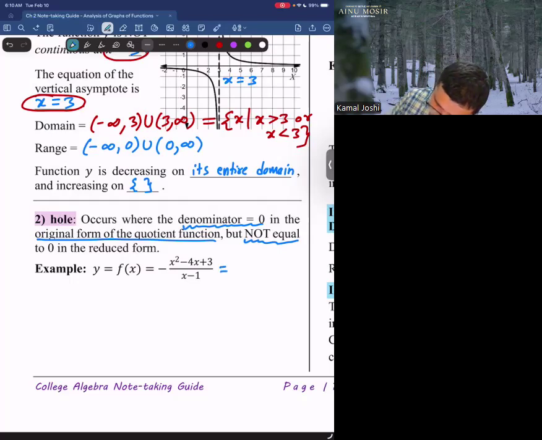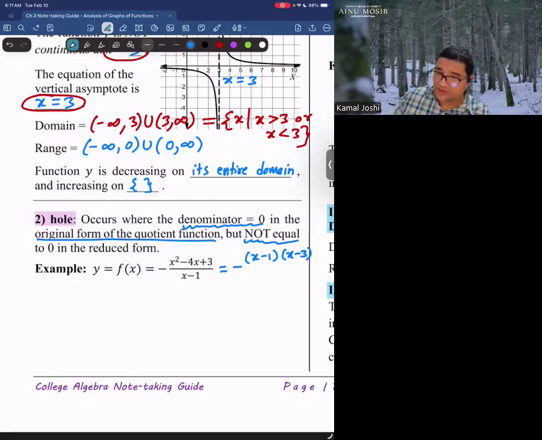Again, I hope you're aware of how to do the factoring of that kind of quadratic expressions, x squared minus 4x plus 3. If you are not, please refresh yourself, watch some YouTube videos on this or come to me. If you meet me, we can meet virtually or in person. I can guide you on that. But you should be comfortable doing this kind of factoring when you are in college algebra.